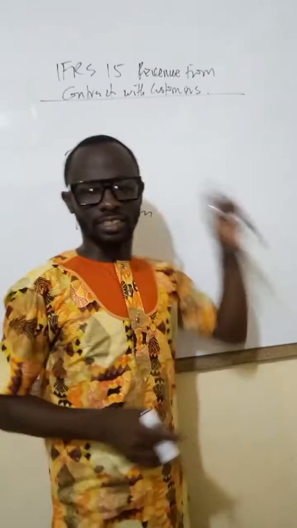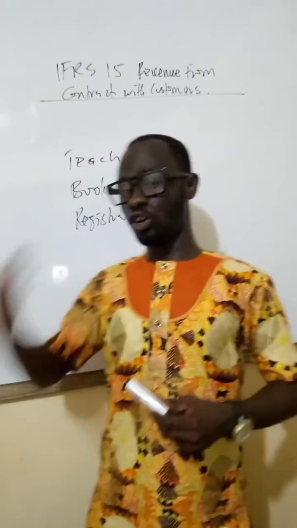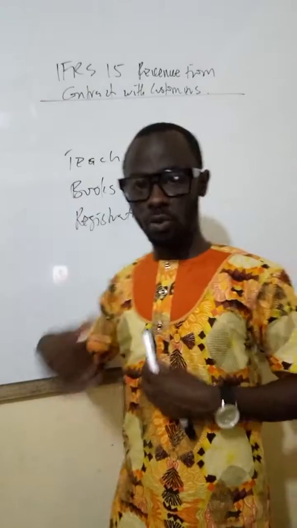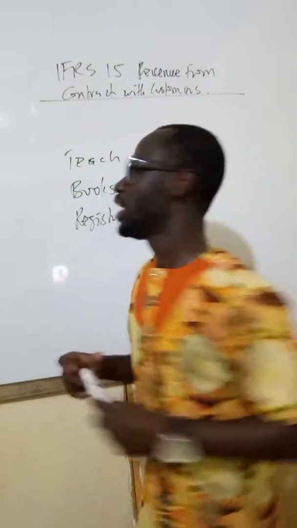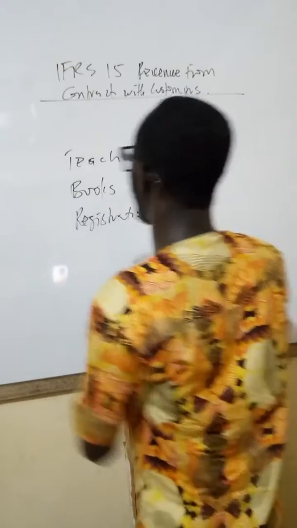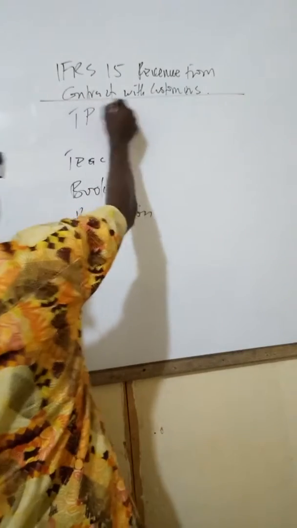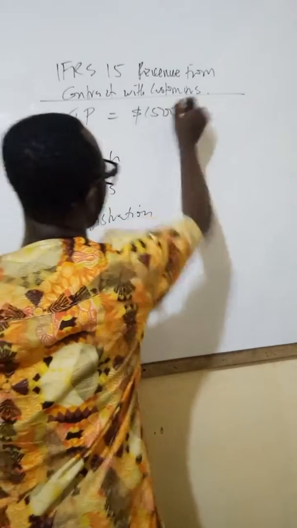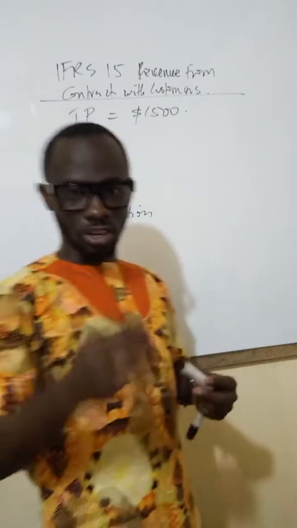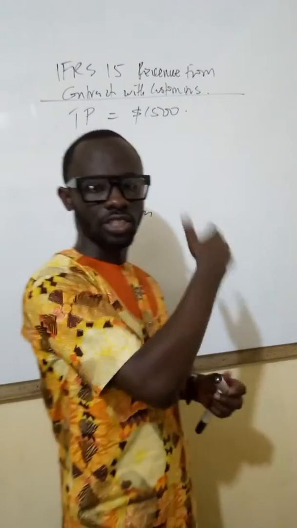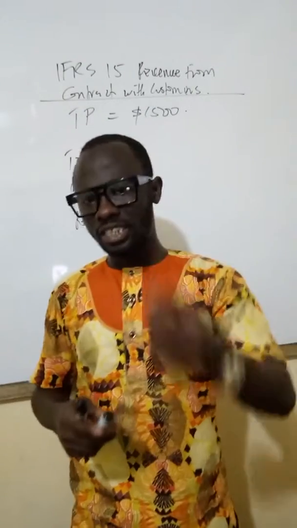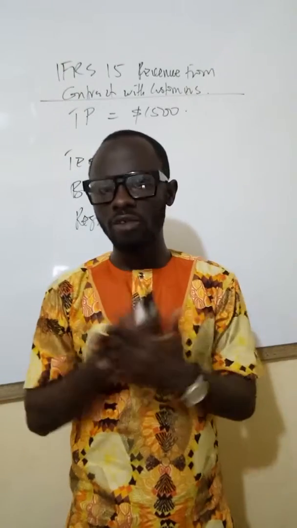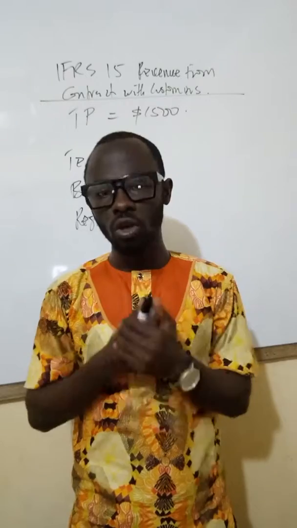So this is step 2. We've identified the contract. This is step 2, performance obligation, what I'm going to be doing under the contract. All right. Then the transaction price, how much I'm going to be charging you, TP, transaction price, maybe let's just say $1,500. That is the 3rd step. We've determined the transaction price. So after we have determined the transaction price, what do we do?